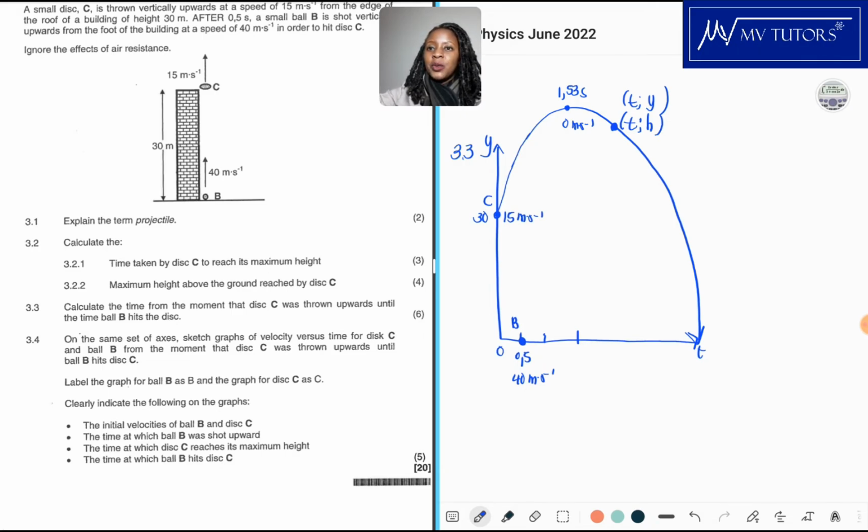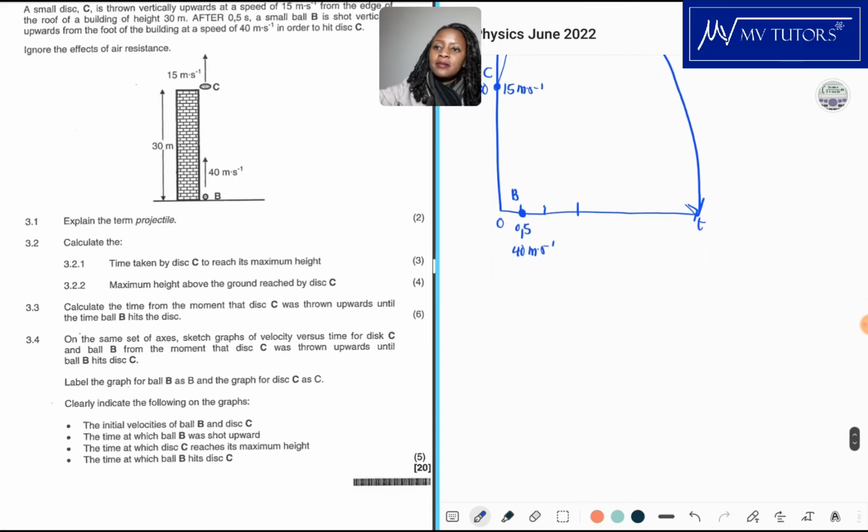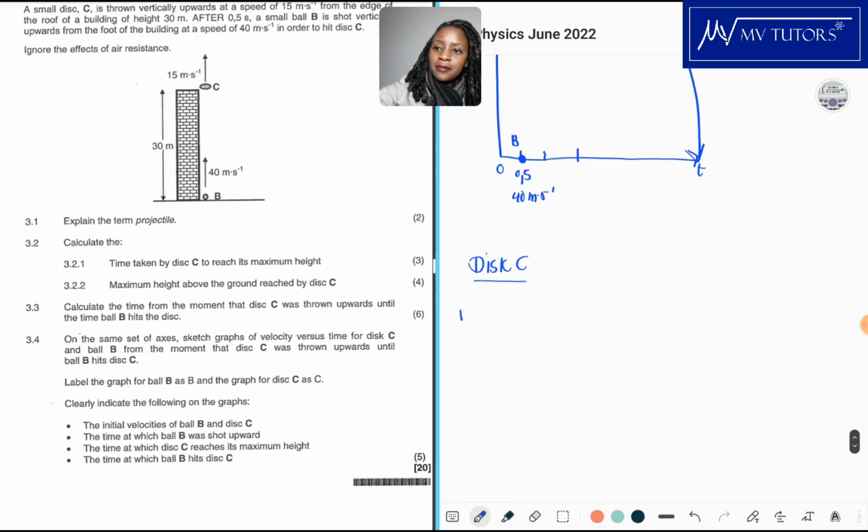But let's see, what are we going to do and what do we know? So for disk C, I know that the initial velocity is 15 meters per second, but because we chose downwards as positive, I'm going to have to choose negative, or rather make it a negative 15. I also know that the time it takes is t seconds, right?